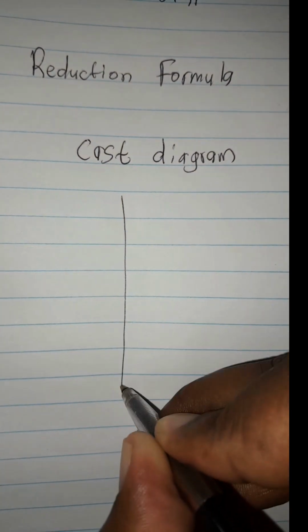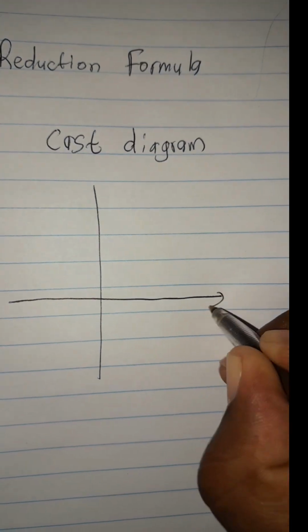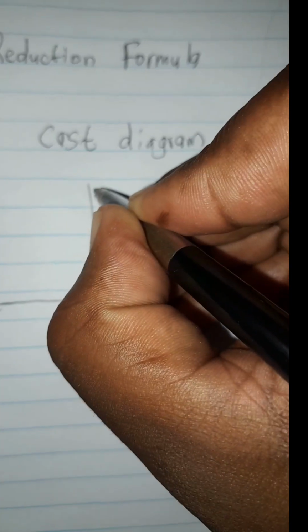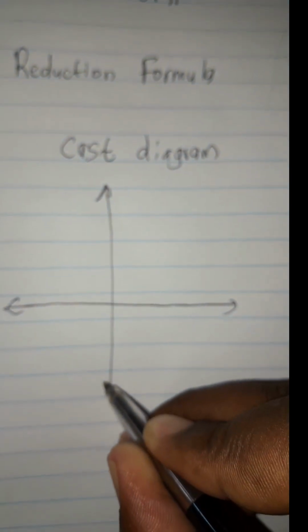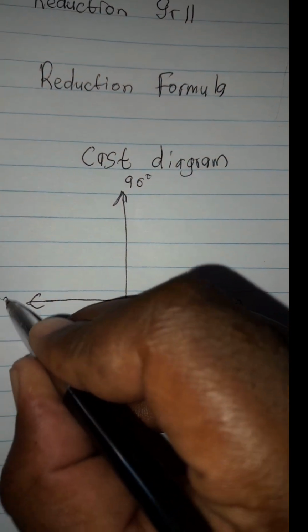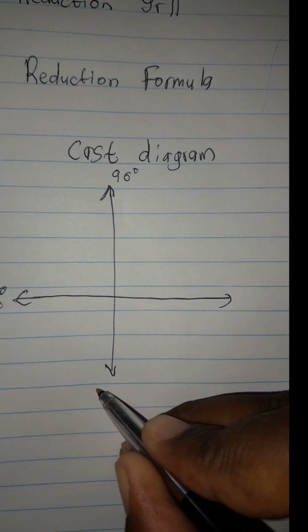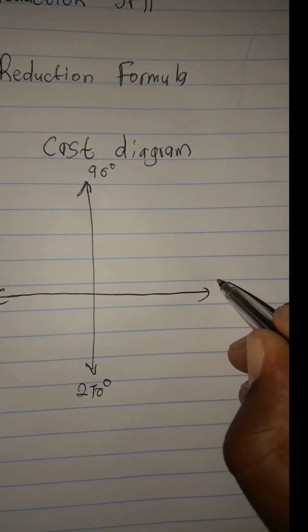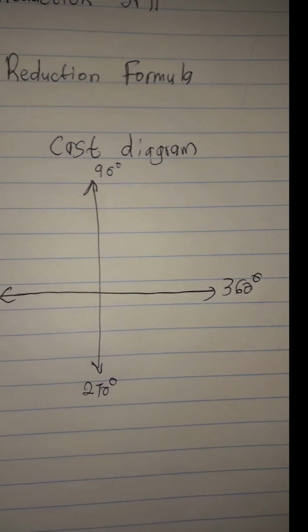First thing first, guys, what you need to understand is what we call a CAST diagram. Let's speak about this first. Here it's divided into 4 quadrants. Here it's 90 degrees, here it's 180, here it's 270 degrees, and here it's 360 degrees.